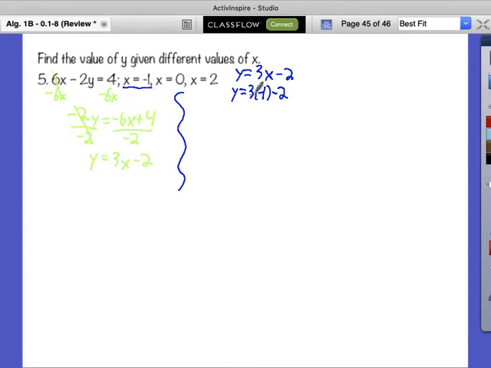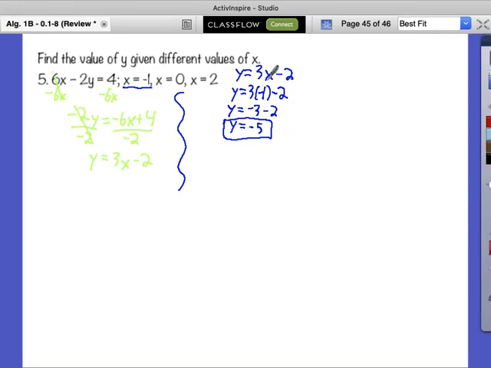Now, 3 times negative 1 is what? -3. Negative 3 minus 2. What is negative 3 minus 2? Negative 5. So when x is negative 1, y is negative 5.